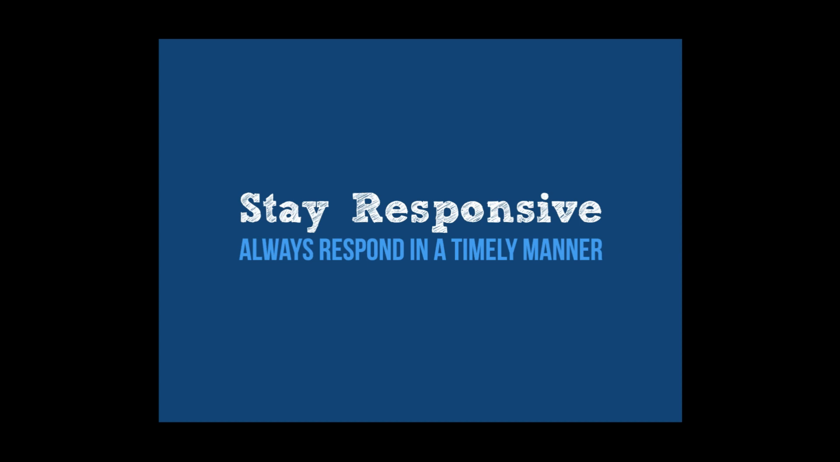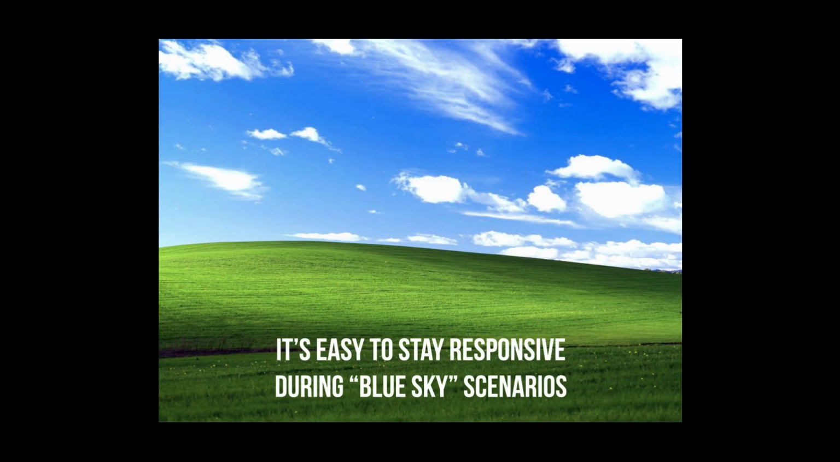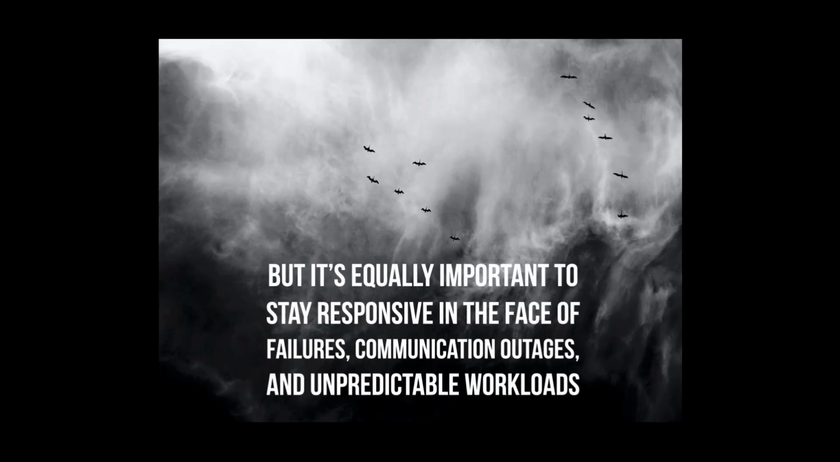And stay responsive is all about making sure that you keep these promises, keep the SLAs needed. So it's really the cornerstone, I think, of usability, utility and value. It's quite easy to stay responsive during blue sky scenarios, when everything's going great, everything going as planned. And that's often what we test for, the happy path. But it's actually way more important to test for the sad path, when things start to fail, because it's equally important to stay responsive in the face of failure.